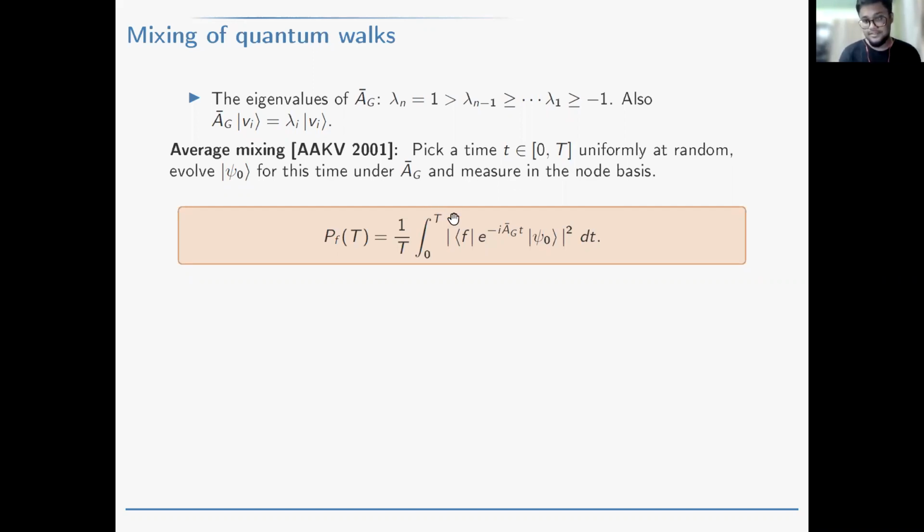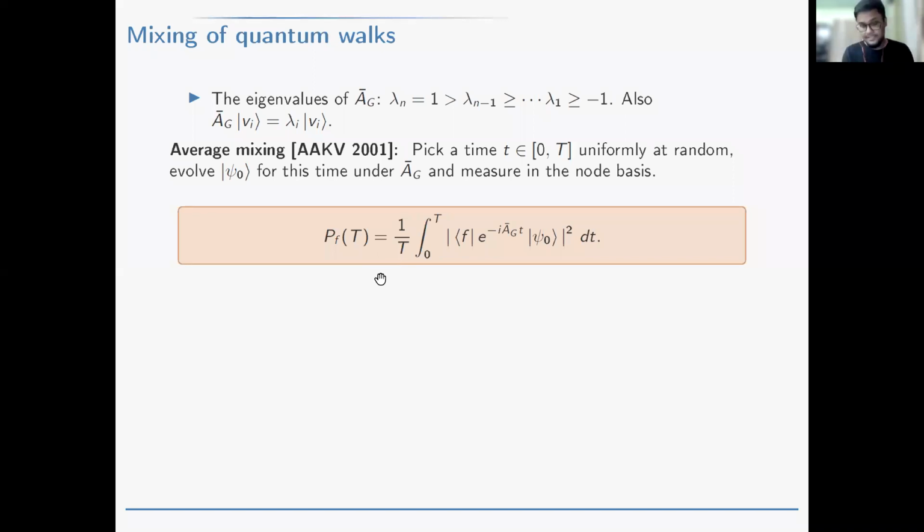In that case, if you just look at this bit, it gives you the probability of your walk to be in vertex f, right? And since your time is uniformly at random, what you get is simply this equation, which is according to the uniform distribution. What this Pf of T indicates is your time averaged probability distribution for your walk to be in some vertex f. So this is how you define average mixing. You start the walk at some initial state psi 0, you evolve for a time chosen uniformly at random between 0 and some capital T, and then you measure at the vertex. The time average probability of your walk to be in some vertex f is just given by this equation. Essentially, it's as simple as that.